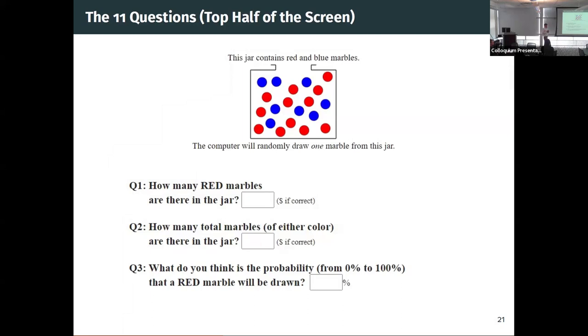This turned out to be the easiest in terms of percentage of people who get it right. This jar contains red and blue marbles. The computer will randomly draw one marble from the jar. Just to make sure they understand everything, we ask them, how many red marbles are there? The answer is 12. How many total marbles are there? The answer is 20. What do you think is the probability that a red marble will be drawn? Well, 12 divided by 20 is 60%. So the correct answer here is 60%.